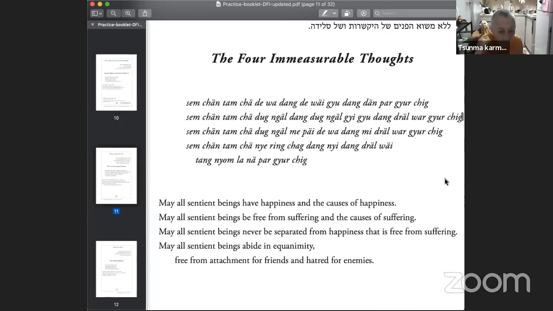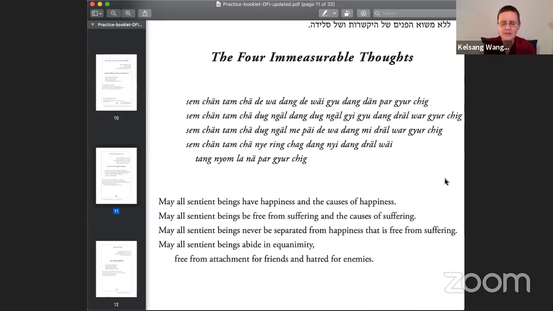Okay, the four immeasurables. May all sentient beings have happiness and the causes of happiness. May all sentient beings be free from suffering and the causes of suffering. May all sentient beings never be separated from happiness that is free from suffering. May all sentient beings abide in equanimity, free from attachment for friends and hatred for enemies.